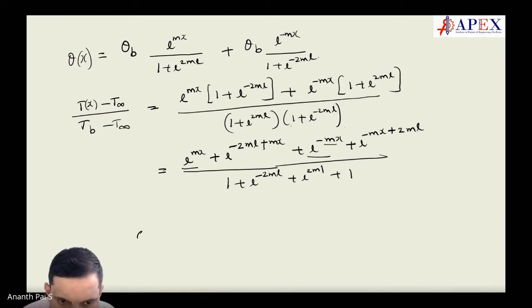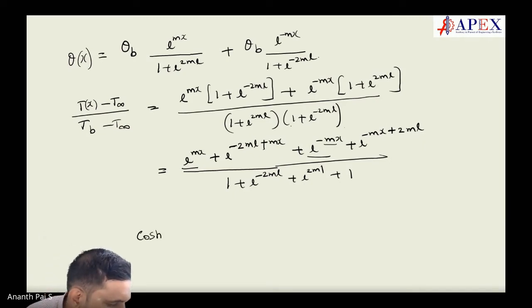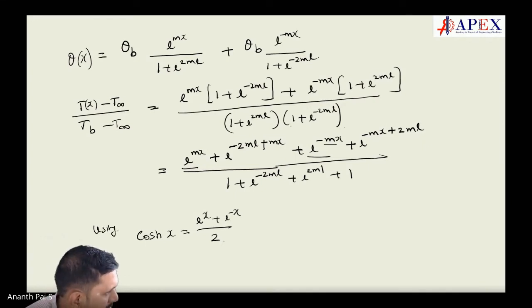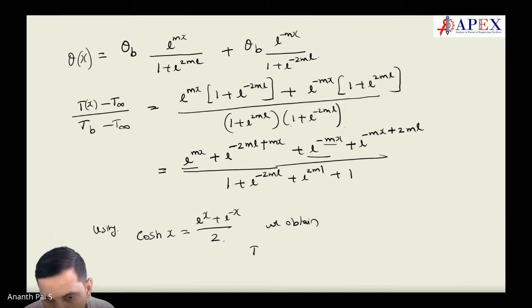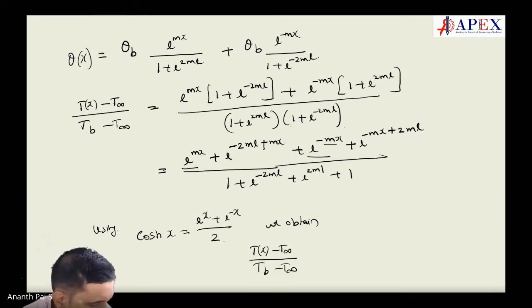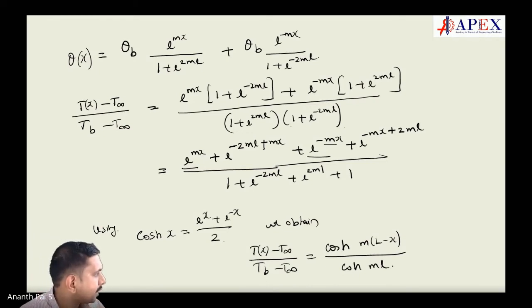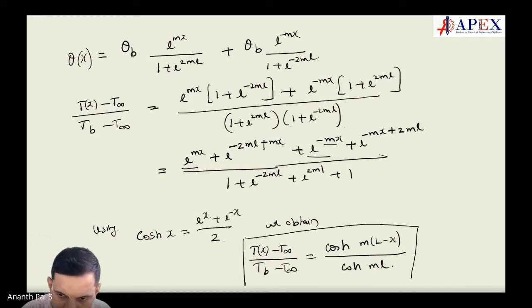See, cos h of x is equal to e power x plus e power minus x divided by 2. Using this, we obtain tx minus t infinity divided by tb minus t infinity is equal to cos h of m into L minus x, divided by cos h of ml. This is what we get at the end. You do the algebra, students. This is the final result we get.